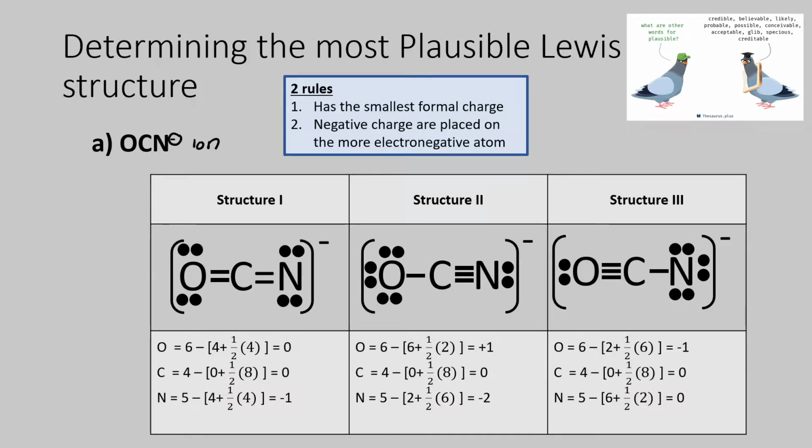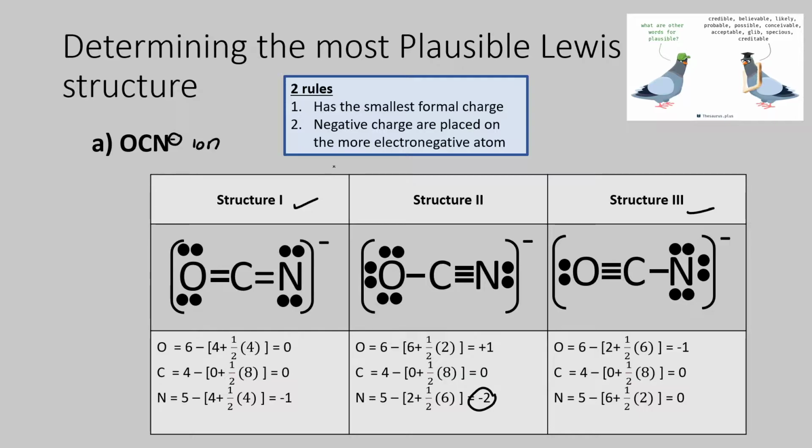Okay, so which one has the smallest formal charge? So obviously structure 1 and structure 2, because structure 2 has negative 2. So it is less favorable, alright?